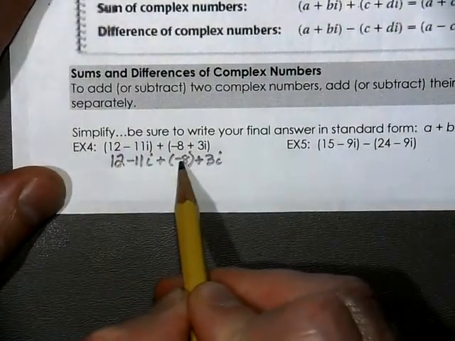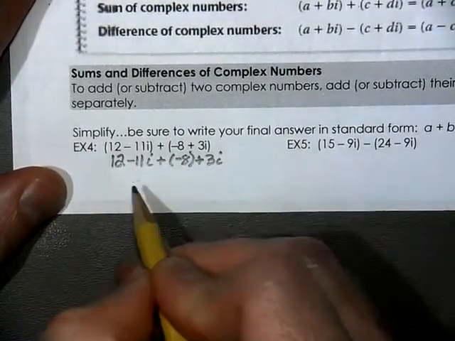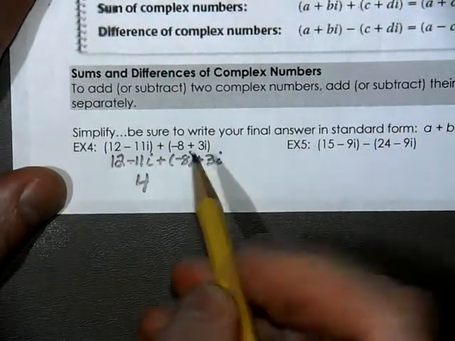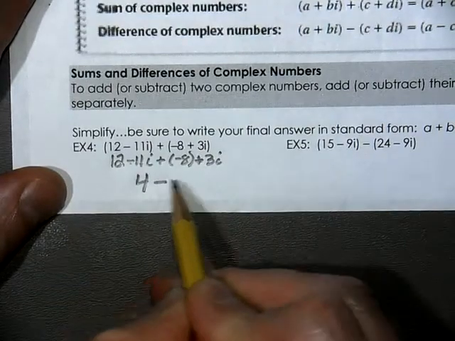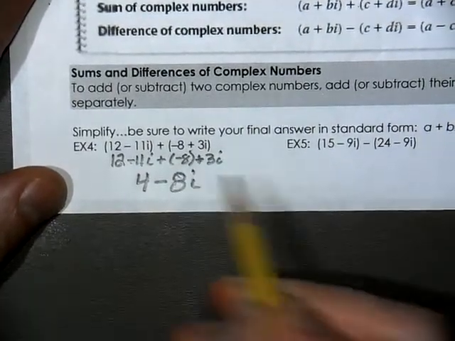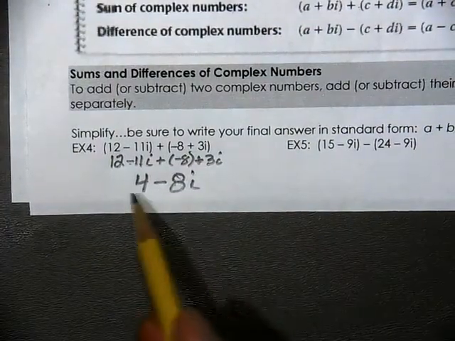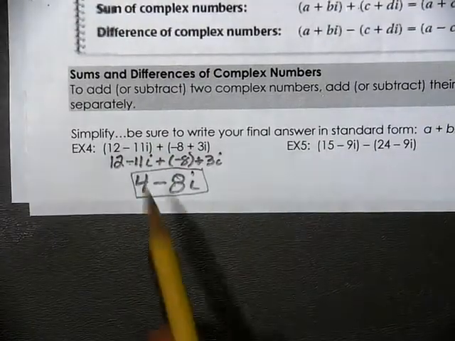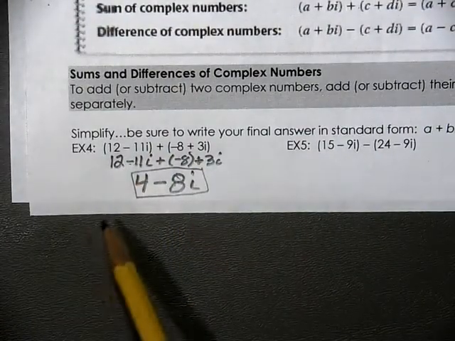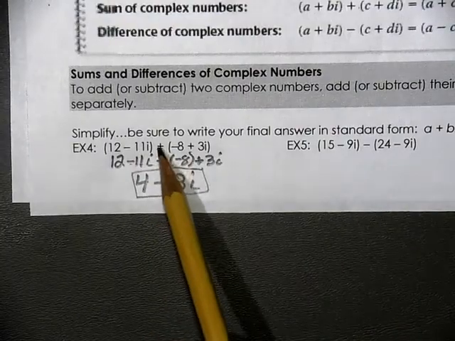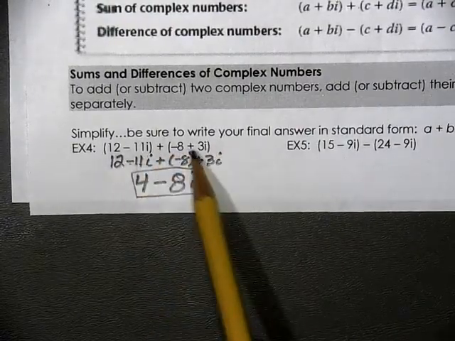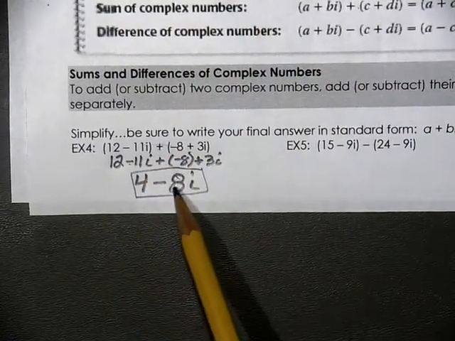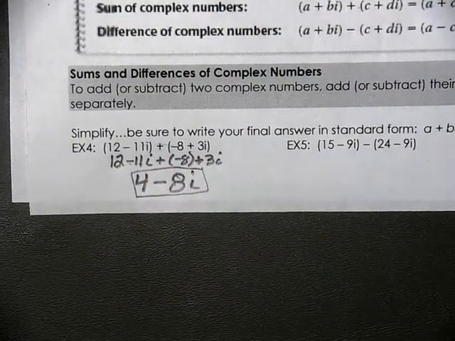So 12 and negative 8, those are your like terms. That gives us 4. Negative 11i and positive 3i, those are your like terms, so we get negative 8i. We don't need to worry about factoring any terms out here. That is your final answer. You simplified what was written there. You had this complex number plus that complex number. When we add them together, the real numbers add to 4 and the imaginary numbers add to negative 8i. Done.